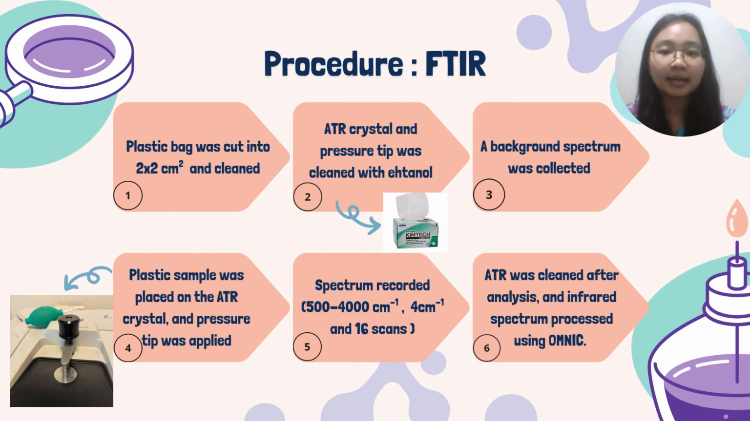First, the plastic bag was cut into small pieces measuring 2 by 2 cm and cleaned to remove any surface dust. Second, the ATR crystal and pressure tip were cleaned with ethanol using a Kimwipe to avoid contamination. Next, a background spectrum was recorded before the sample analysis. After that, the plastic sample was placed on the ATR crystal and pressure was applied to ensure good contact. The spectrum was recorded in a range of 500 to 4000 inverse centimeters using a resolution of 4 inverse centimeters with 16 scans. Finally, the ATR crystal was cleaned again after analysis to ensure no residue remains, and the infrared spectrum was automatically processed using OPUS software.